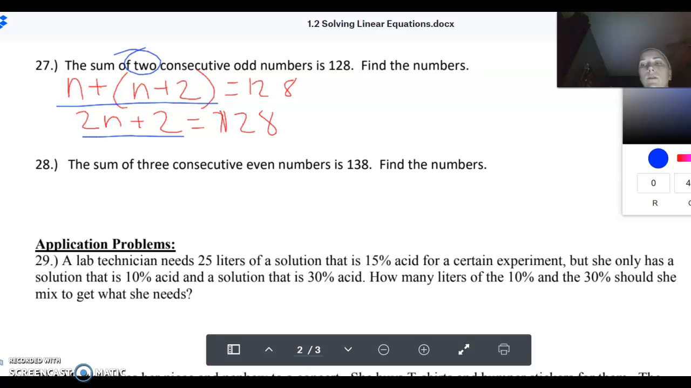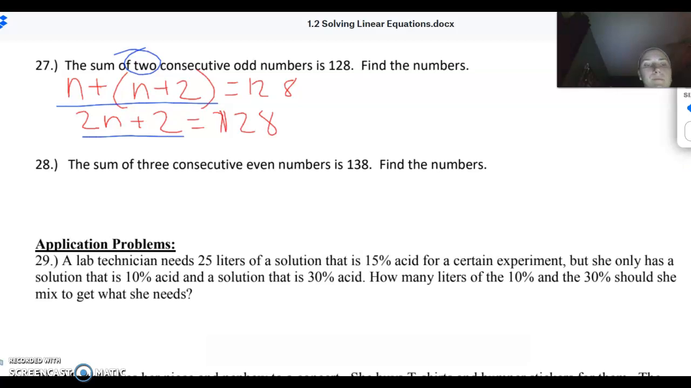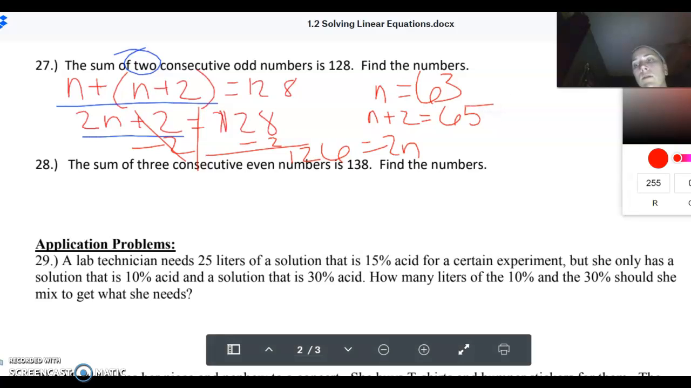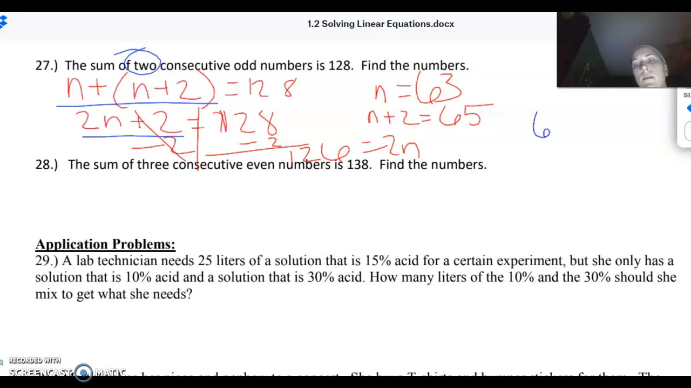So now we're going to subtract 2, cancel, minus 2. We have 126 is equal to 2n. When we divide those by 2, we get n equals 63. And again, we have to do n plus 2, which is 65. So your final answer for this one is 63 and 65. Okay?